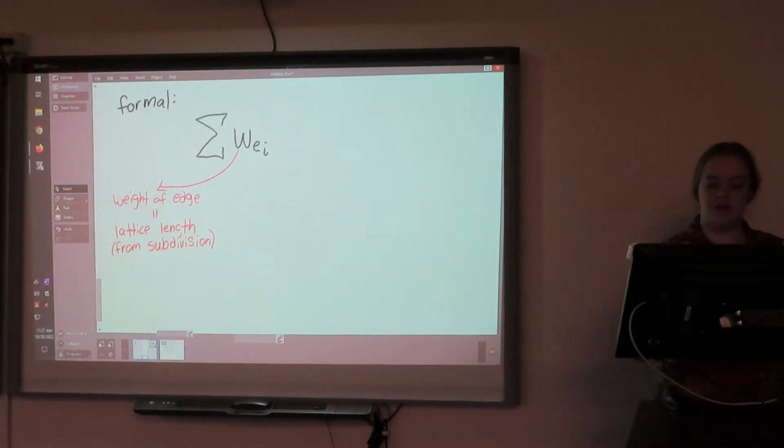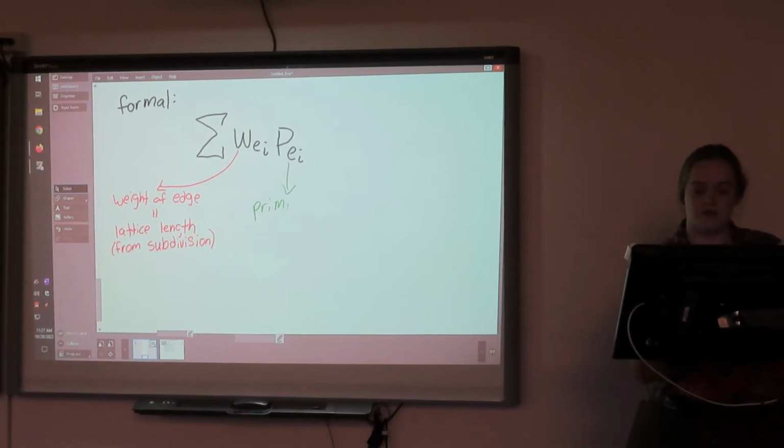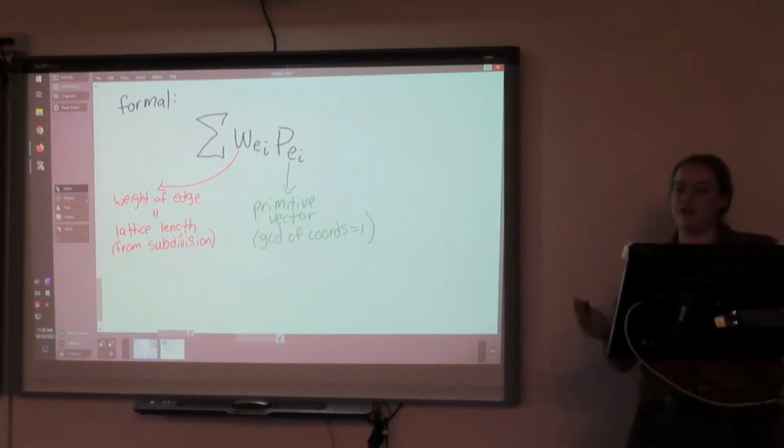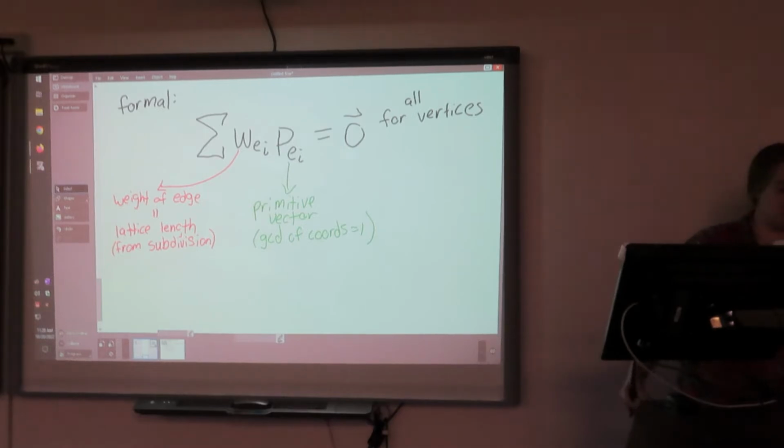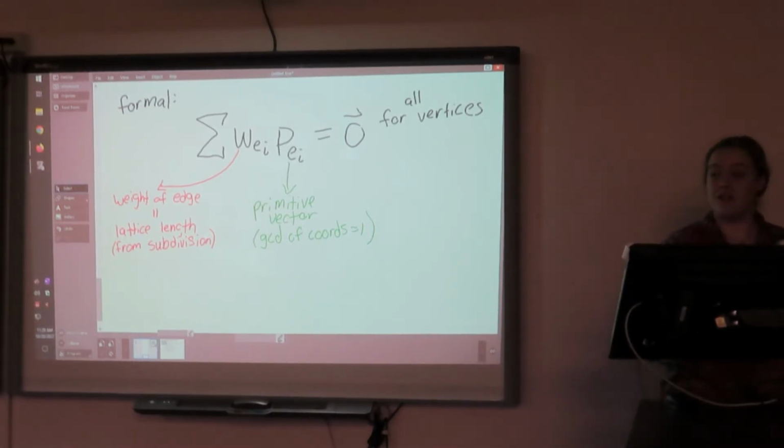And then we're multiplying the weights by what we call a primitive vector. And in order for our curve to be balanced, this sum has to equal 0 for every single vertex. You have to do this for every vertex in your graph. Cool. A cool theorem that we have, oh, I'll do an example, actually.